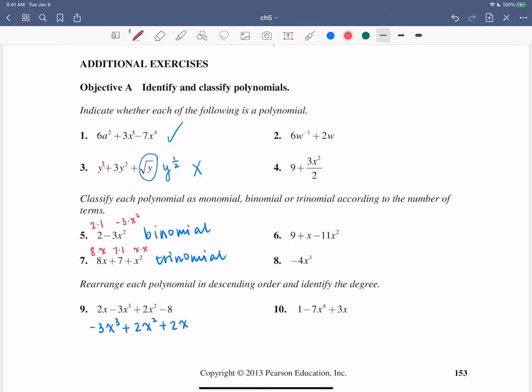If you want, you could put the exponent here. It has an exponent of 1. And the last term has to be the constant term, negative 8. For the constant term, the degree is 0 because you could rewrite this as negative 8 times x to the 0. Remember, x to the 0 simplifies to 1.